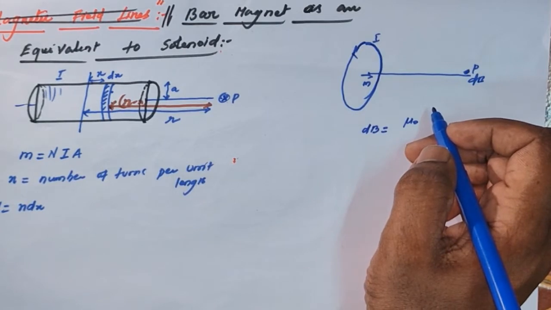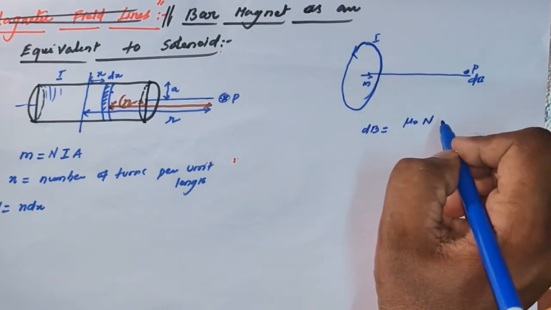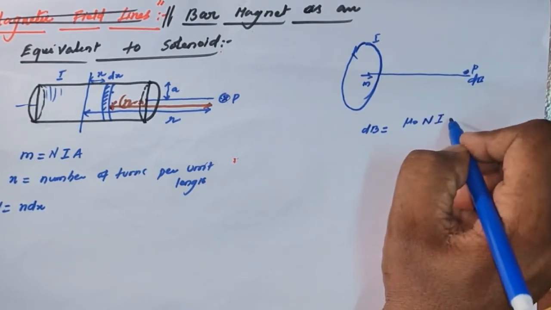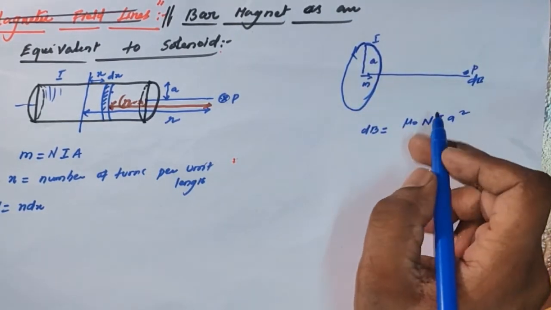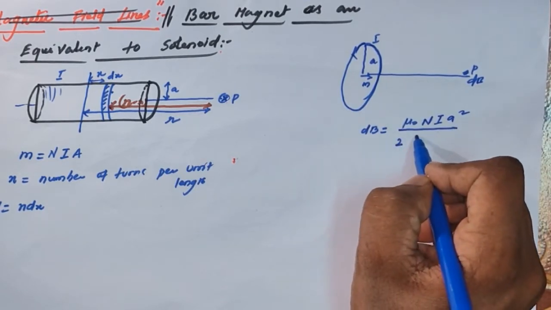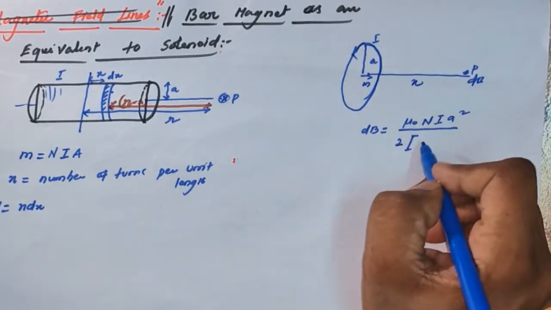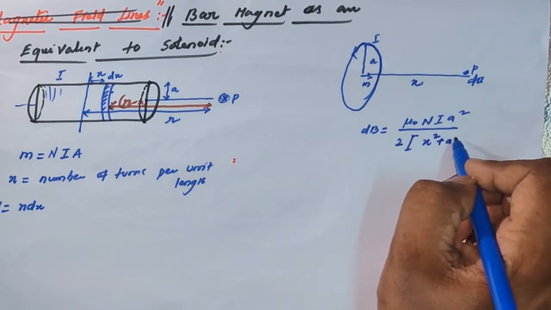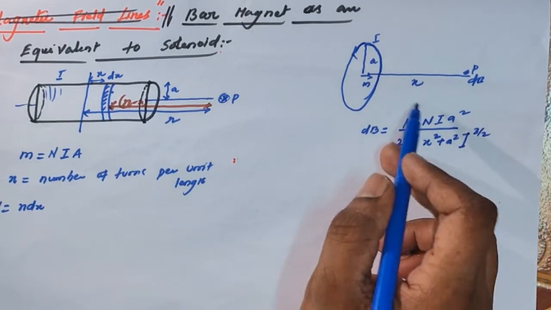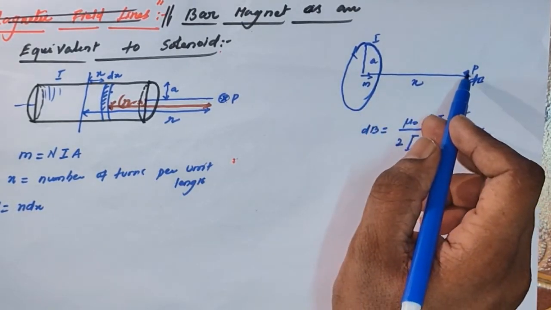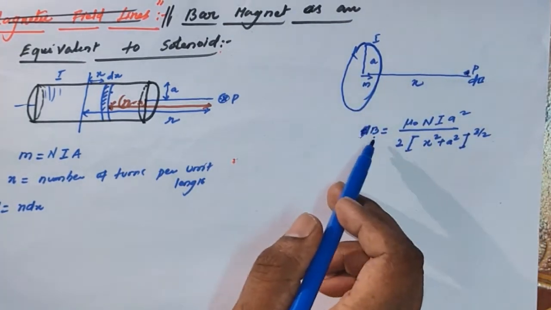This would be equivalent to mu naught times the number of turns times the current in the loop times a square, where a is the radius of the loop, divided by 2 times, if the point P location is at distance x, x square plus the radius of the circular loop square, whole power 3 by 2. So this would be the magnetic field produced at a point P due to the current carrying loop. So this is the capital B. It's not a dB, it's a B.